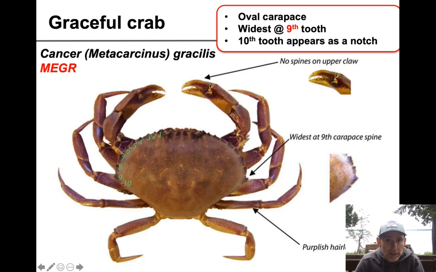If we look at the claws, we'll see that the upper surface of the claw does not have serrations. If we look at the walking legs, we see that they don't have hairs, and in fact they tend to be longer and more slender, which gives the crab its name, graceful crab. And finally, if we were to look at color, side by side, a graceful crab tends to be a little bit more colorful, more purple. Although, again, we don't use color as a primary diagnostic characteristic.